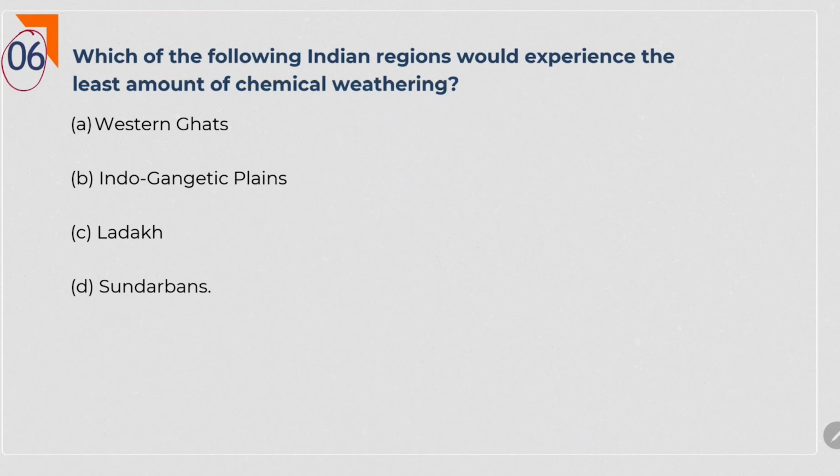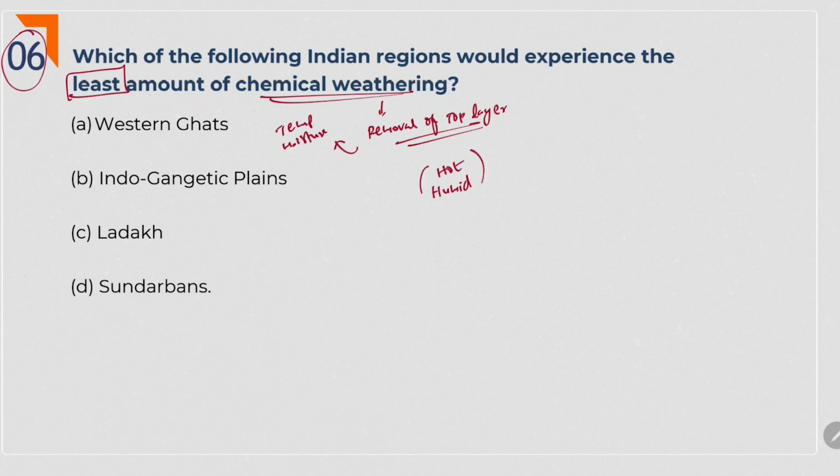Next one. Which of the following Indian regions would experience the least amount of chemical weathering? First, what is this weathering? Actually, the removal of the top layer of soil is called weathering. Whether it is soil or rock, anything, that removal of the top layer is called weathering. When this weathering happens because of temperature and moisture, then it is called chemical weathering, like in hot and humid areas. In these hot and humid areas, we can see chemical weathering.